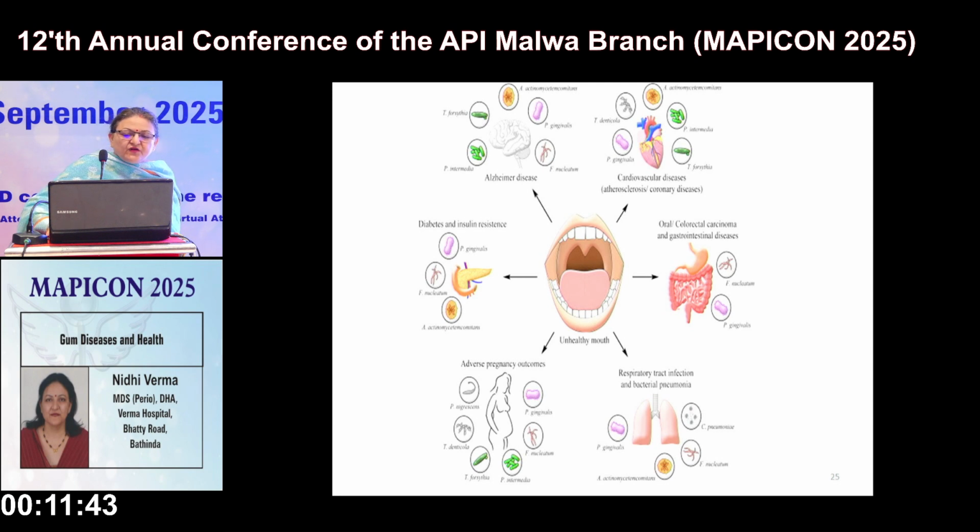An unhealthy mouth is full of bacteria, and when these bacteria go to the various systems, they affect them. In cardiovascular disease, mainly P. gingivalis, Treponema denticola, and Tannerella forsythia are found to be the main culprits. In case of colorectal carcinoma or oral carcinoma, P. gingivalis and F. nucleatum are found. In respiratory tract infection, P. gingivalis and C. pneumoniae are found to cause respiratory infections. Similarly, in diabetes, Alzheimer's disease, and adverse pregnancy outcomes, these bacteria are found to be the main cause of the disease.